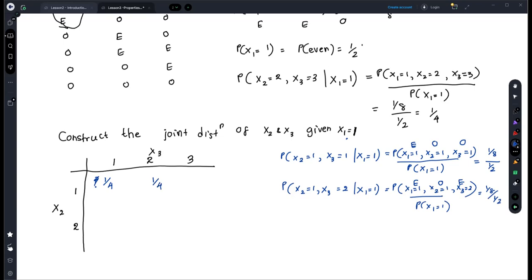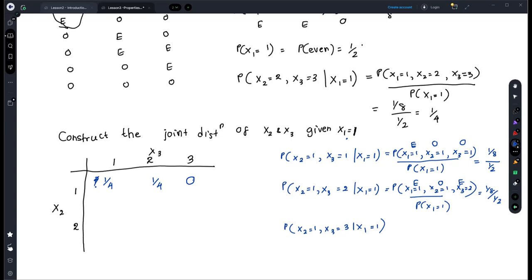Okay. What about this one? x2 is 1, x3 is 3. Can that happen? First toss even, second one is odd, so no increment. Then x3 can be either remain there or 0, right? You cannot jump up to 3 from 1. Increment is always 1. So there's no way that you can get three even numbers from 3 tosses if the second one was an odd one. So this combination is not possible, so probability is 0.